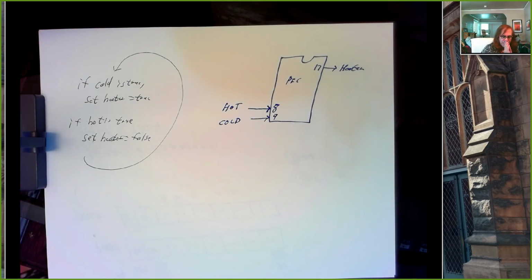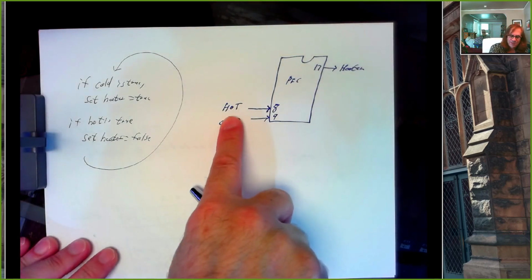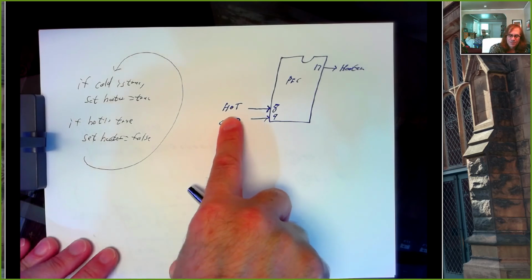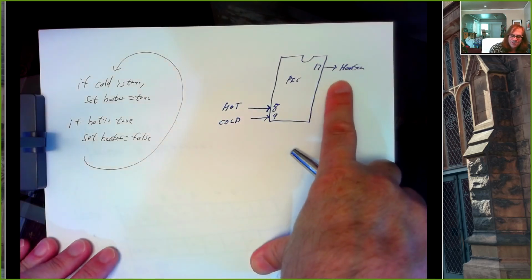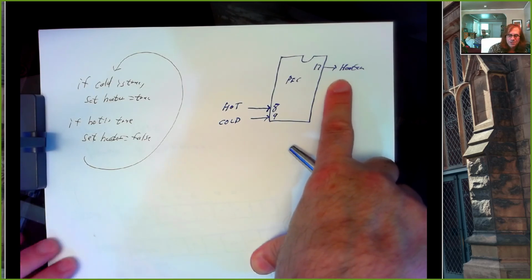All right, so if it's cold, then we're going to set the heater to 1. If it's hot, we're going to set the heater to false, or maybe not. So how do we know whether this is 5 volts when it's too hot or 0 volts when it's too hot? And how do we know whether we turn the heater on by writing 5 volts to it or writing 0 volts to it?